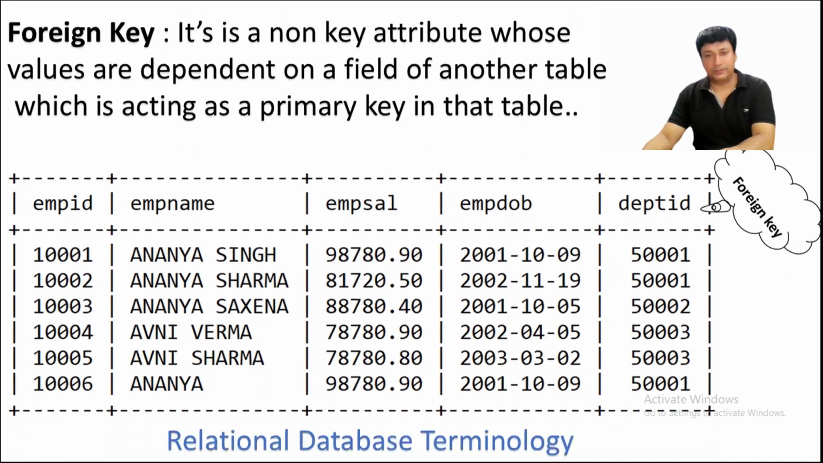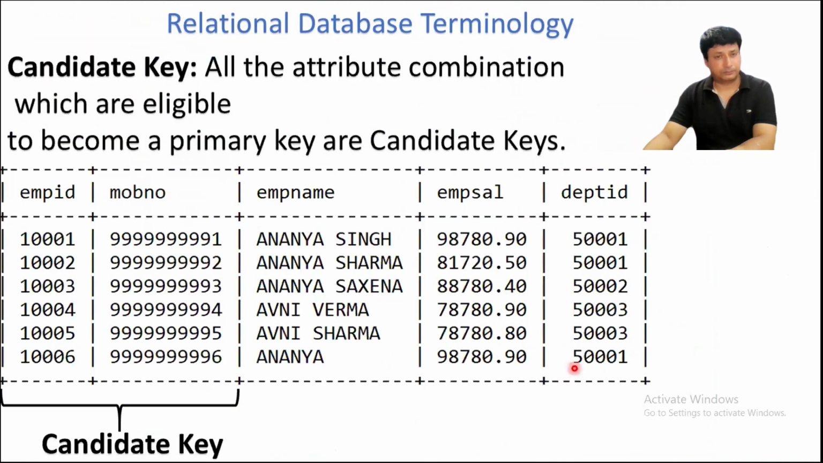The next one is candidate keys. In any table, multiple fields can be eligible to become a primary key. Like in this table, EMP, we have got EMP ID and mobile number. These two fields contain unique values, so these two fields are eligible to become the primary key. But out of these two, one field will be chosen as the primary key.